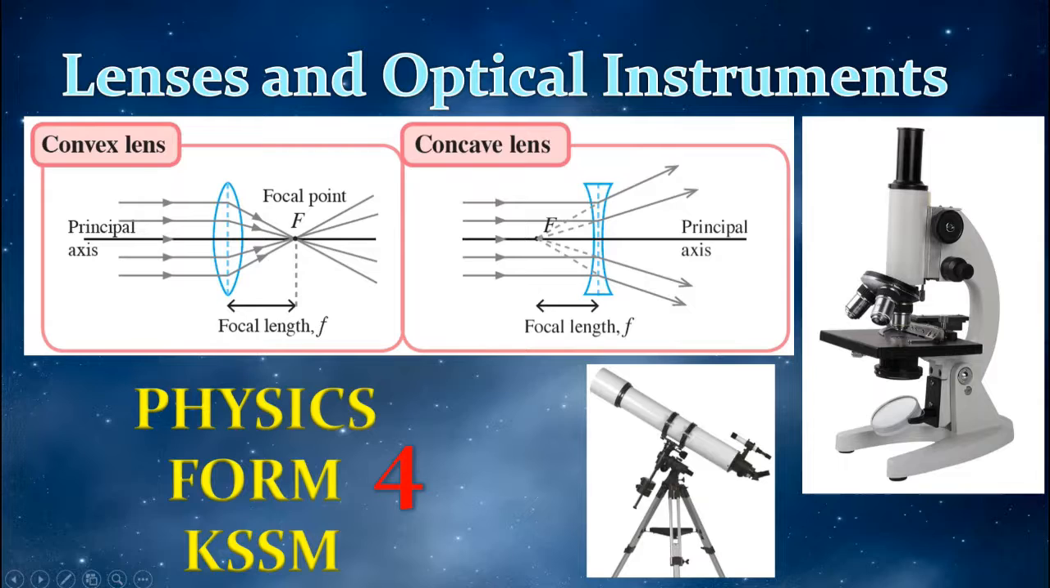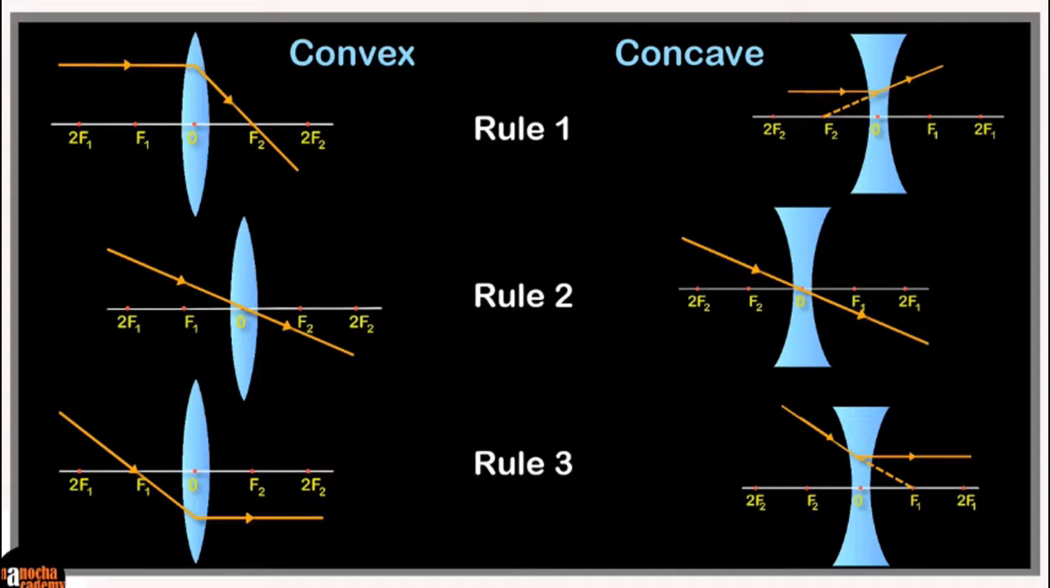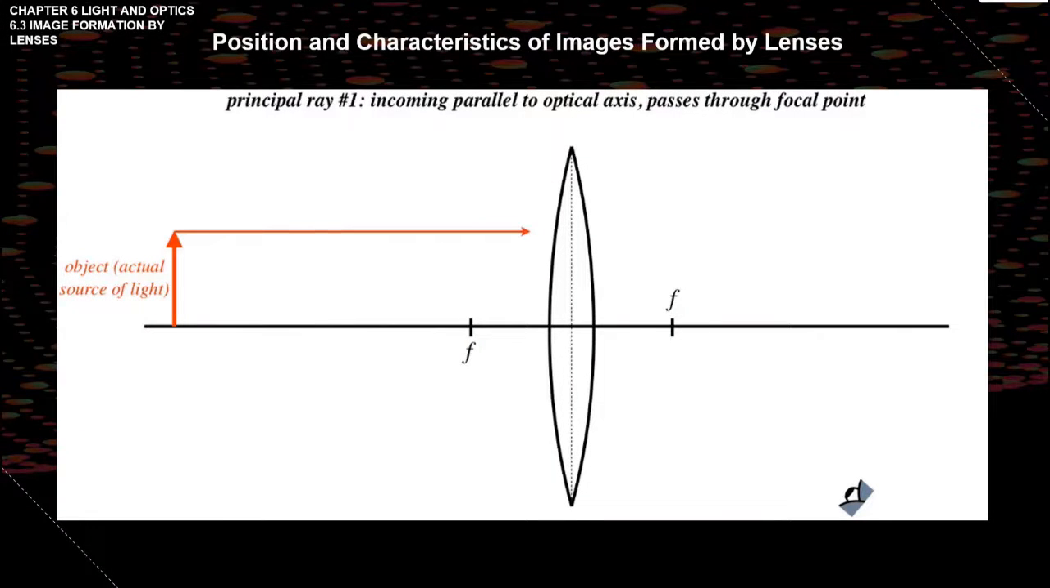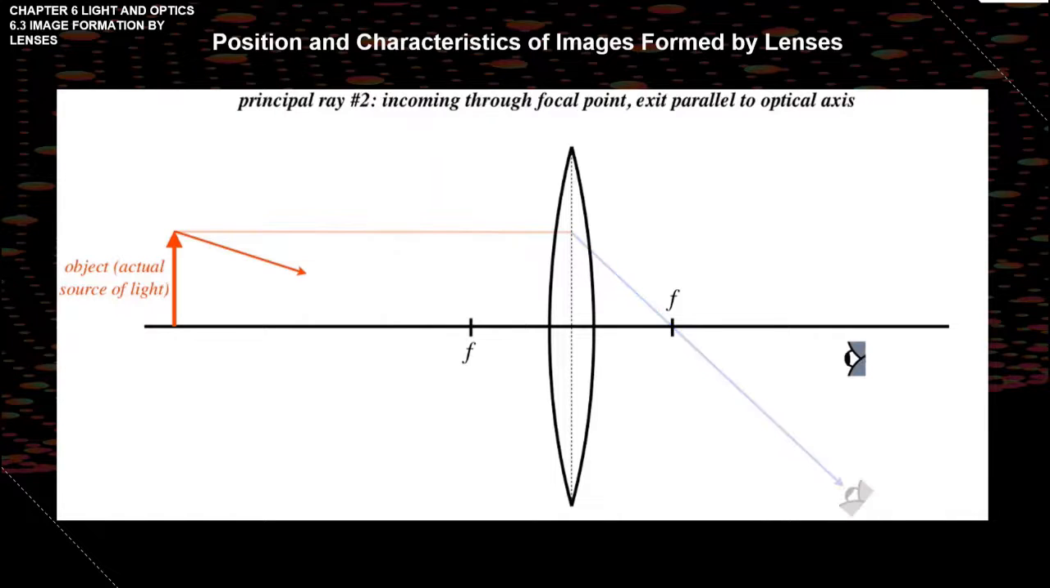Hi, boys and girls. In this video, we are going to recap the topic lenses and optical instrument in Form 4, Chapter 6. As you know, there are two types of lenses we have learned. First, convex lens. Second, concave lens. In the formation of image by the lenses, we have to follow the three rules. Let's start with the convex lens first.